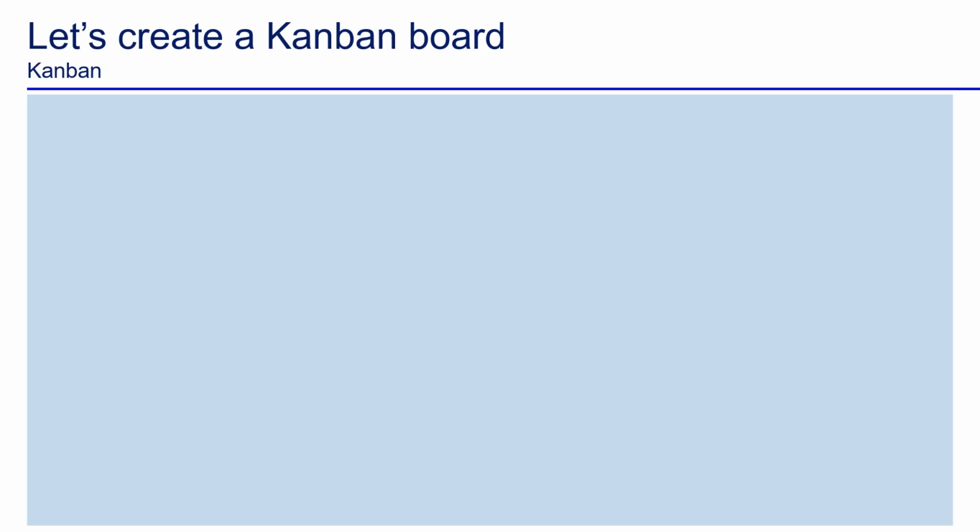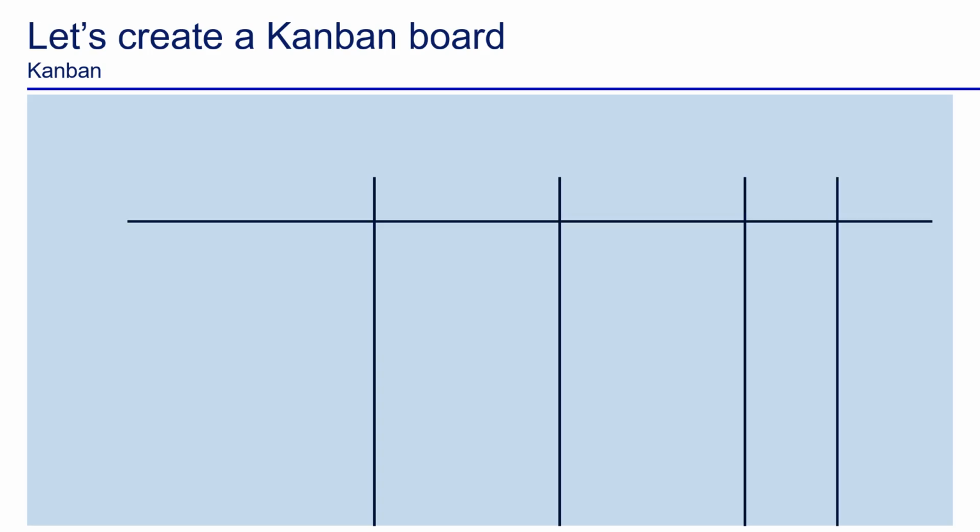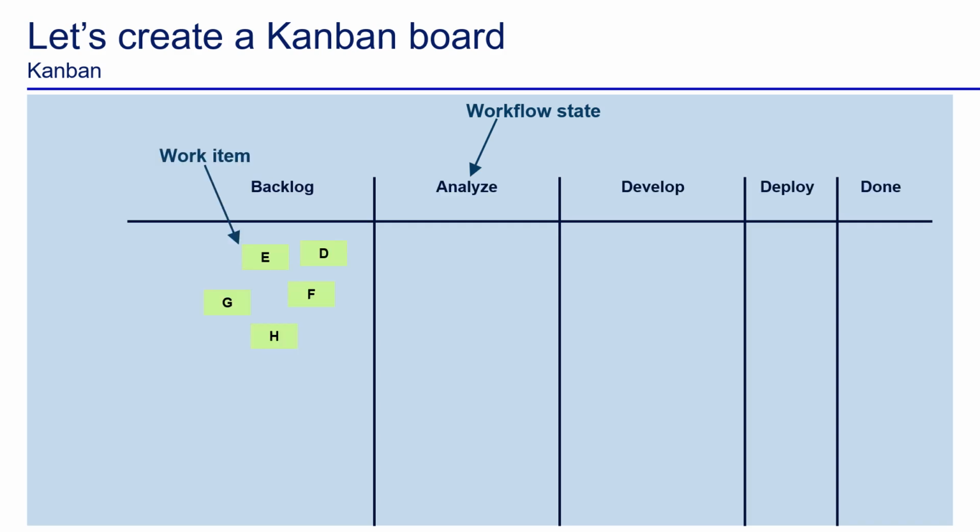We will create a Kanban board from scratch on a blank canvas. We start with your regular workflow. Draw columns per workflow state, where for instance we have backlog, analyze, develop, deploy and done. We have work items in the backlog.